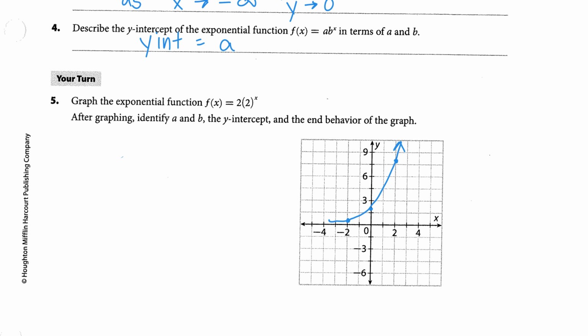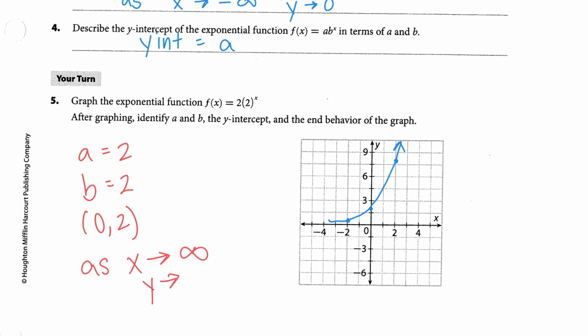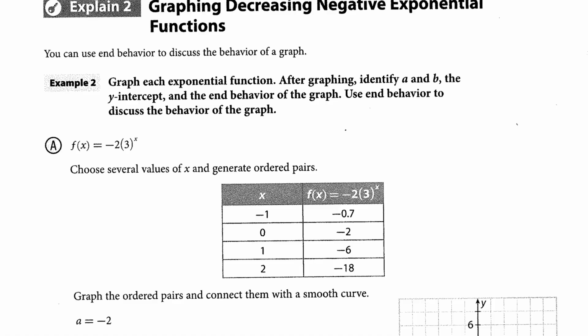Now we need to identify A, B, the y-intercept, and the end behavior. As we move to the right, y goes towards the sky. As we move to the left, y goes to 0. You can use end behavior to discuss the behavior of a graph. Graph each exponential function. After graphing, identify A, B, the y-intercept, and the end behavior of the graph. Use end behavior to discuss the behavior of the graph.